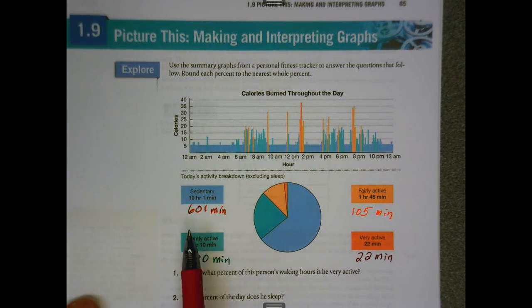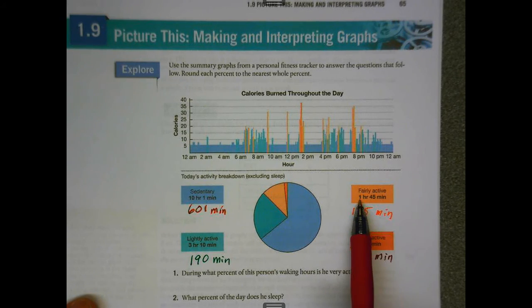So I converted these 10 hours, which is each hour has 60 minutes. I got 10 of them, so that's 600. And then plus the 1 minute is 601 minutes. 3 hours, 3 times 60 is 180, plus 10 is 190. 1 hour, 60, plus 45 is 105. And then we have the 22 minutes.